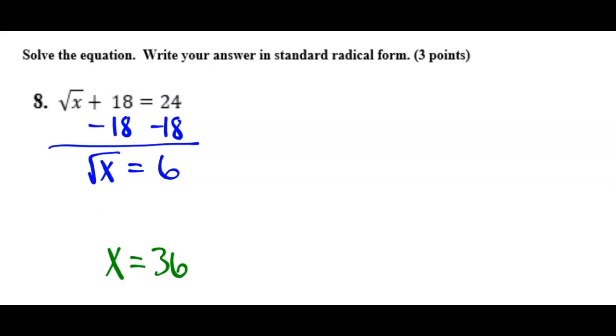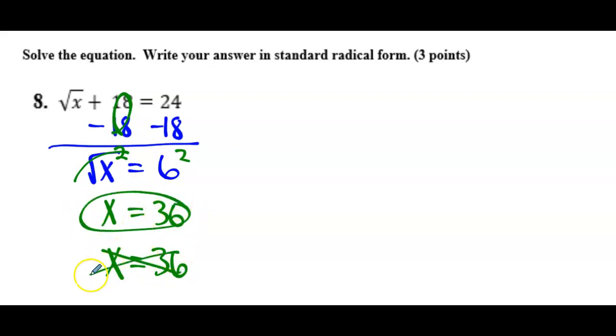Next, I've got my radical sign over here. 18 is outside of it, so I need to move it to isolate my radical. Subtract 18 off on both sides. Probably should have zeroed that out. Okay, so I get the radical of x equals 6. And when I get rid of my radical sign by squaring both sides, I get x equals 36, which is my answer. Okay.